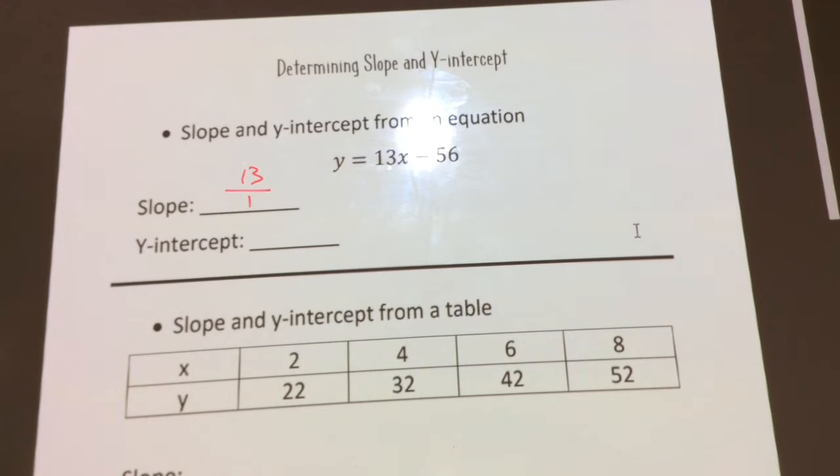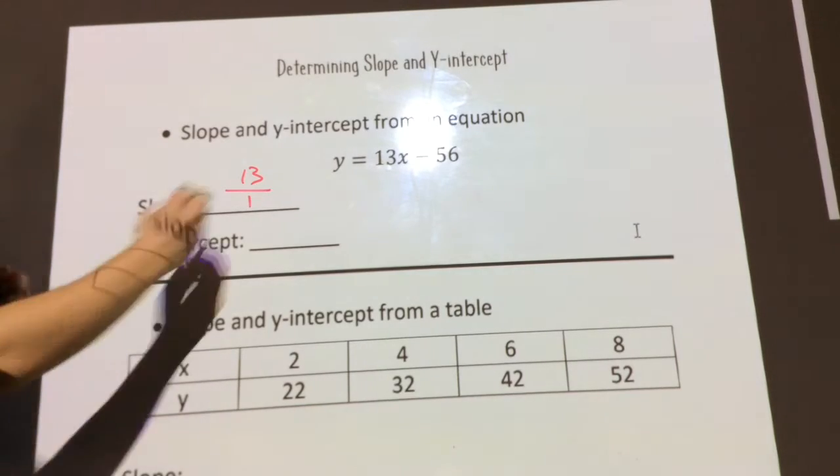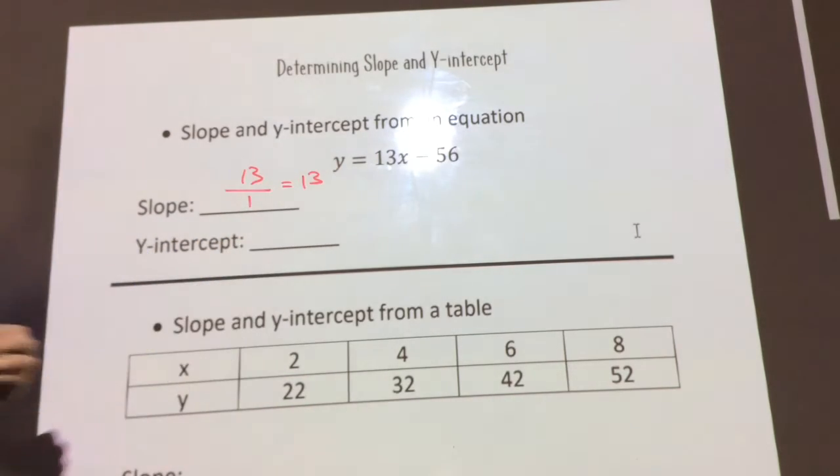Let me explain why that is. If you divide 13 by 1, what do you get? 13, right? So don't you agree that 13 over 1 is the same thing as 13? Yeah. So what this is telling me is that I'm going up 13 units over 1, up 13 units over 1, up 13 units over 1. Does that make sense?